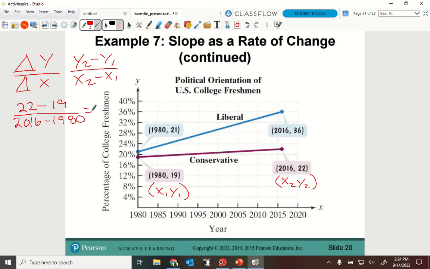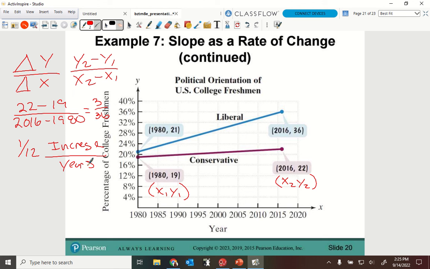Okay, so what do we come up with? 3 over 36. Does that reduce? Yes. It reduces to 1 over 12. Now the rate of change: what was the top talking about? The percentage of freshmen. Okay, percentage, so it's a rise. Is it an increase or decrease? Increase, because it's positive, right? So it's a 1/12 increase per year. That's my rate of change there.